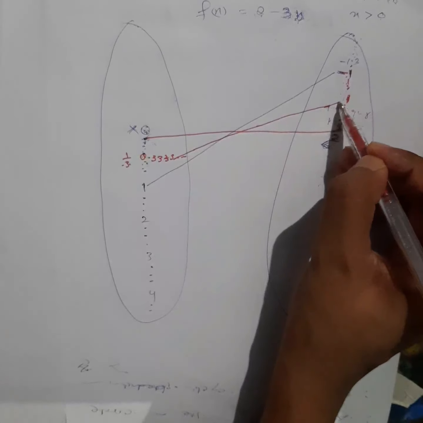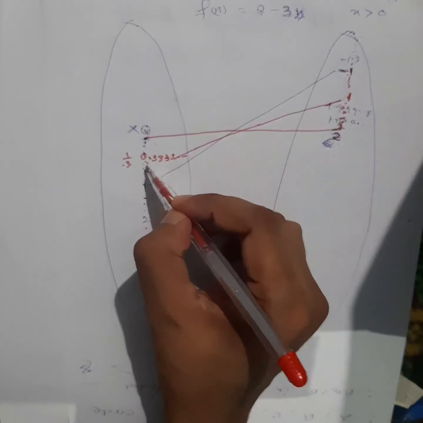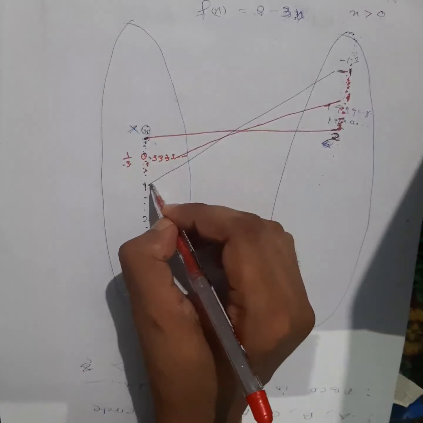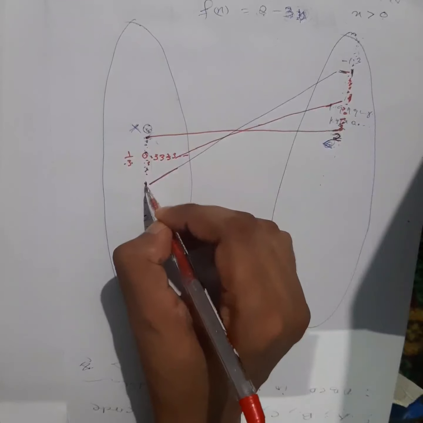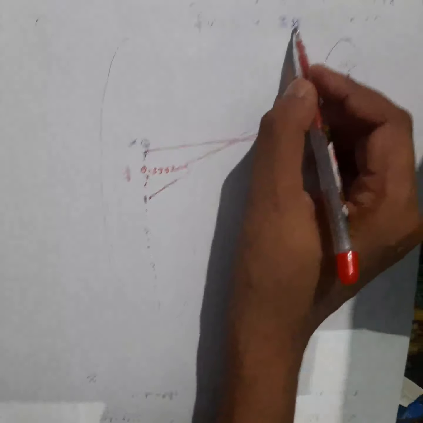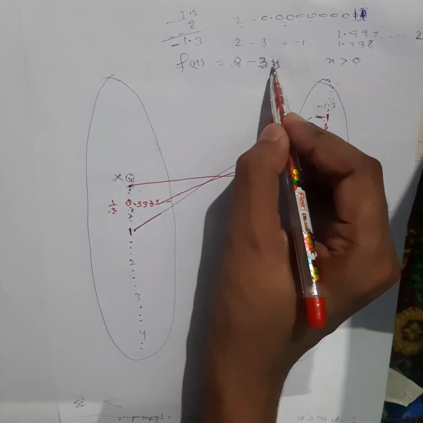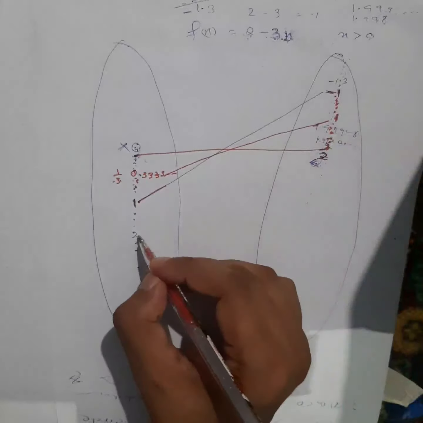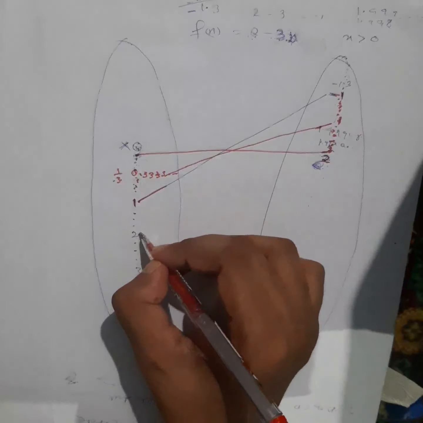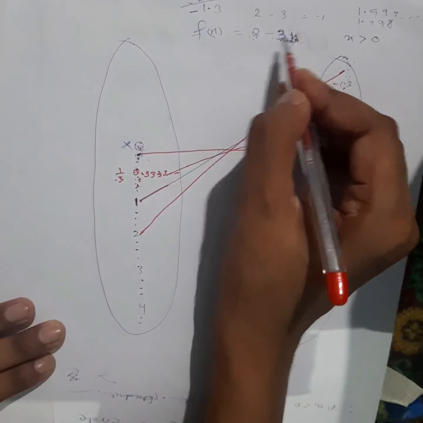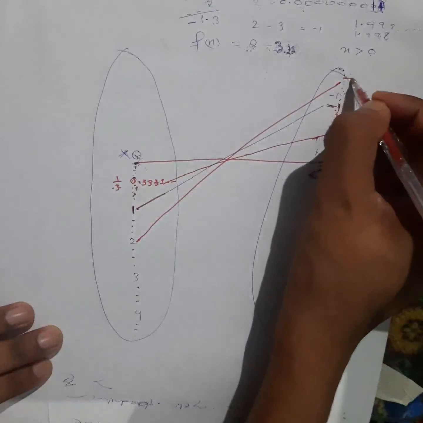After that, if you keep on increasing x, your image will keep on decreasing. When you take x to be 1, the image of 1 will be minus 1: 3 into 1 is 3, 2 minus 3 is minus 1. So minus 1 will be the image. If you take 2, what will be the image? The image of 2 will be 2 minus 3 into 2, that is 6, so 2 minus 6 will be minus 4.